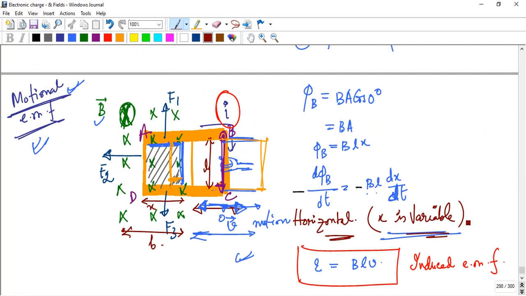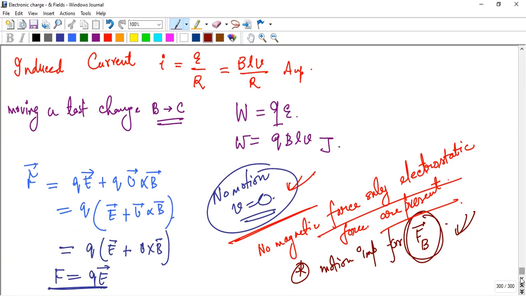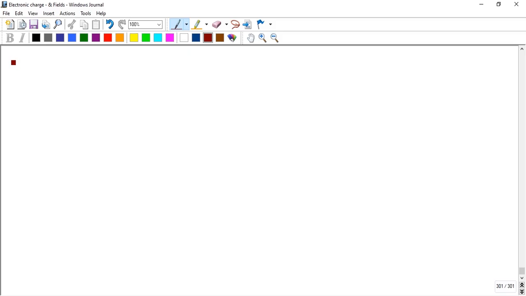Now we recall some previous chapter concepts here. That is the previous class concept, self-inductance and mutual inductance. Just recall the previous class: self-inductance and mutual inductance, and what is inductance? So the question is, what is inductance? And let's discuss the concept here.